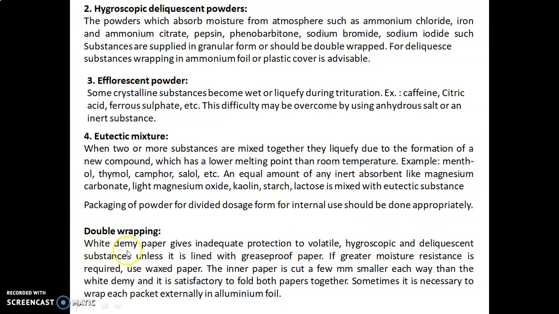Double wrapping. White demi paper gives inadequate protection to volatile, hygroscopic and deliquescent substances unless it is lined with grease-proof paper. If greater moisture resistance is required, use waxed paper. The inner paper is cut a few millimetres smaller each way than the white demi, and it is satisfactory to fold both the papers together. Sometimes it is necessary to wrap each packet externally in aluminium foil. So in the next session we will discuss the actual experiment.